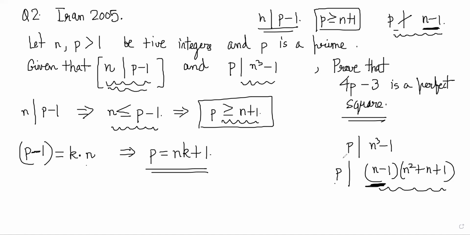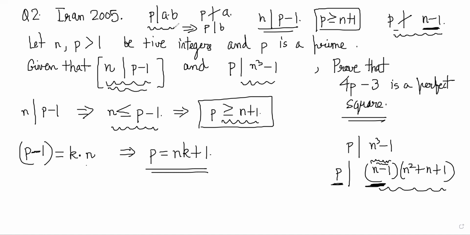And since P is a prime, you can also say that P does not have any other factors. So none of the factors of n minus 1 are factors of P, right? Because P is a prime. So a prime number, basically you are saying something like this. If P divides A times B and P does not divide A, then that means P divides B, right?